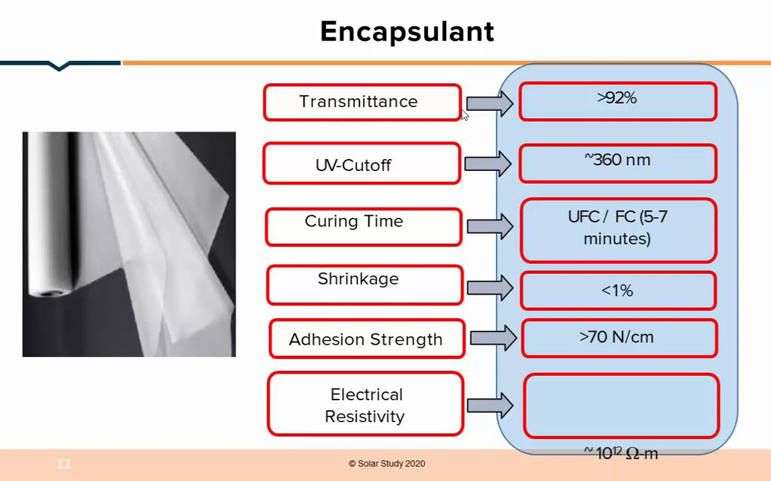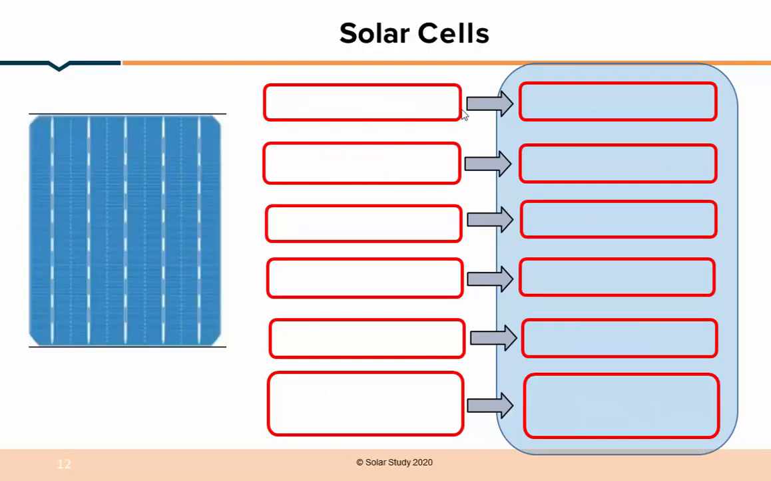And electrical resistivity, how much resistivity does it contain? That is 10 to the power of 12 ohm meter. These are all the basic things present in the encapsulant. Next, we will see the solar cell.